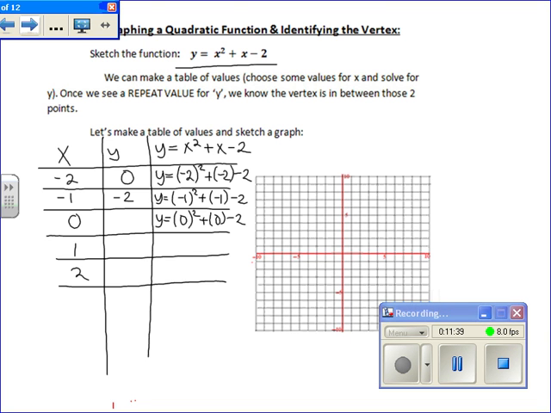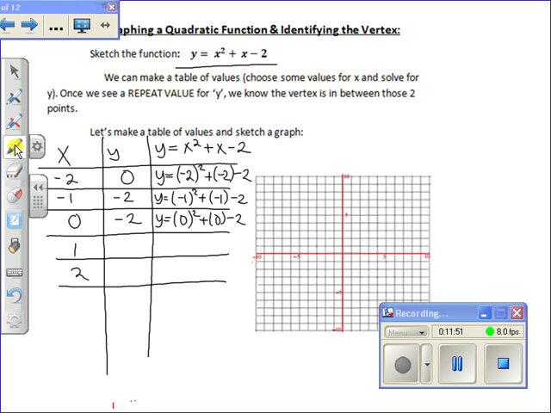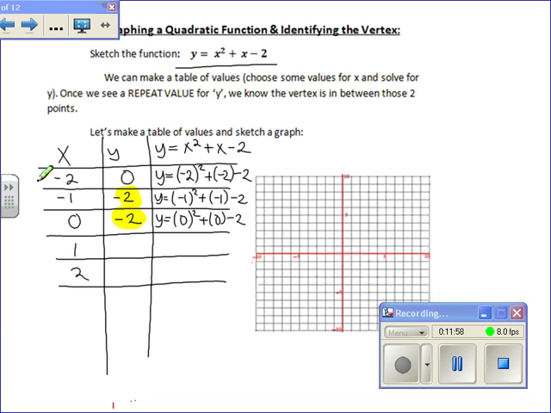And I get y is equal to 0 squared, which is still 0, plus 0 minus 2. Okay. And before I keep going, something you should notice right here is that we just found two y values that are the same. In other words, right here, these 2 points, even before I graph it, I already know that these 2 points are going to be right across from each other because they have the same y value.